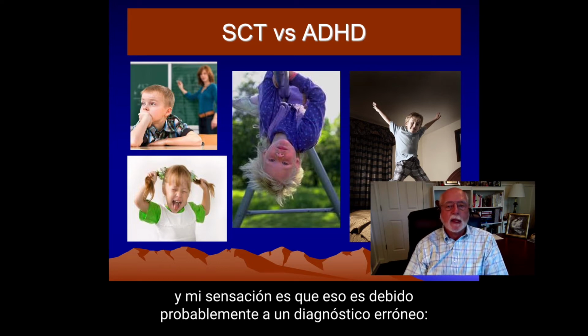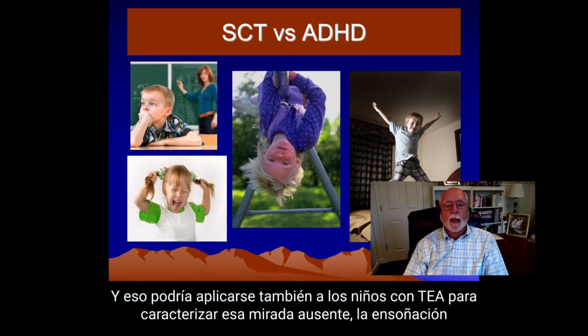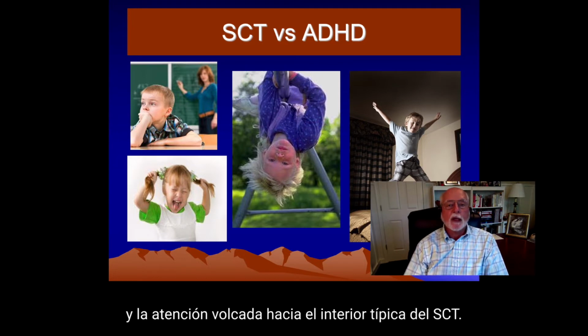And my feeling is that some of that is probably misdiagnosis, since most clinicians are not aware of SCT. They're going to refer to the inattention problems seen in SCT as ADHD inattentive presentation. And that could be applied to children with ASD as well in order to characterize this SCT-like staring, daydreaming, and inwardly preoccupied attention.